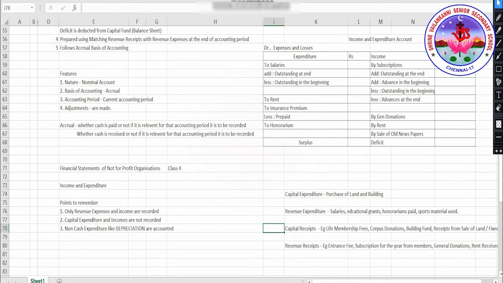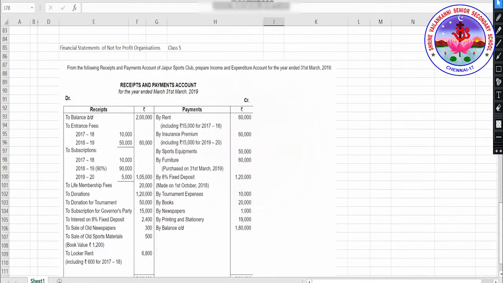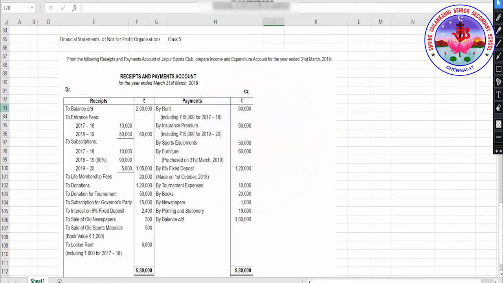Revenue receipts are like an income, like operating income, where you receive those receipts quite often. Every month you are receiving rent, that is a revenue receipt. Every month or every year you are receiving subscription from members, then it is a revenue receipt. So I hope that this is clear. So we are going to discuss a problem.